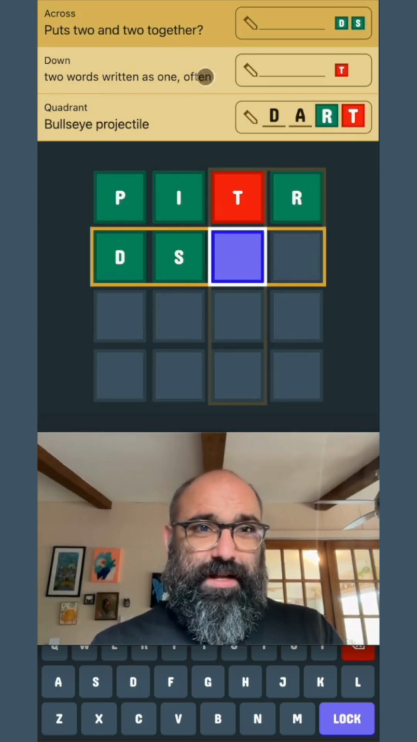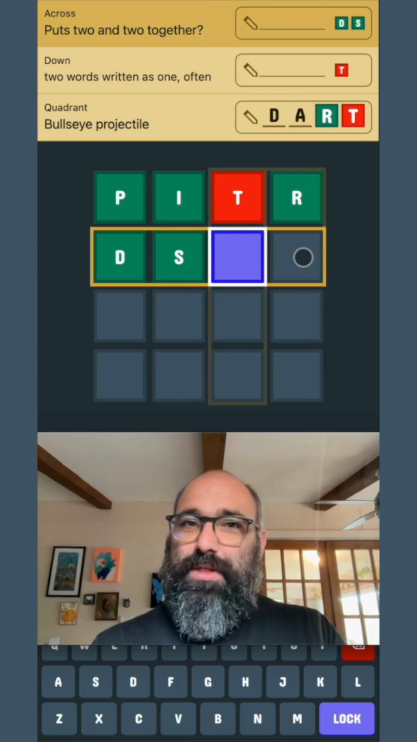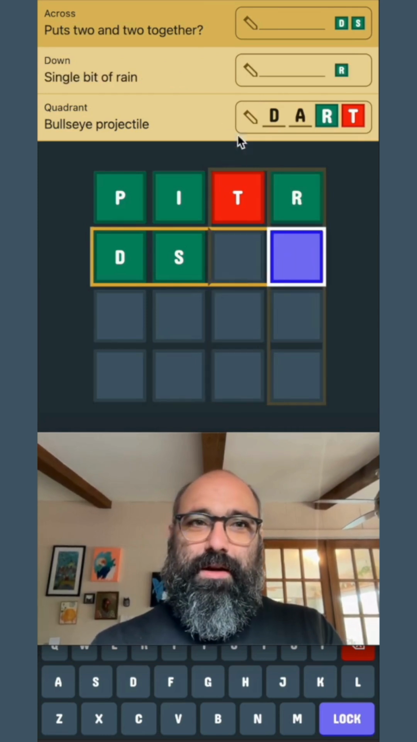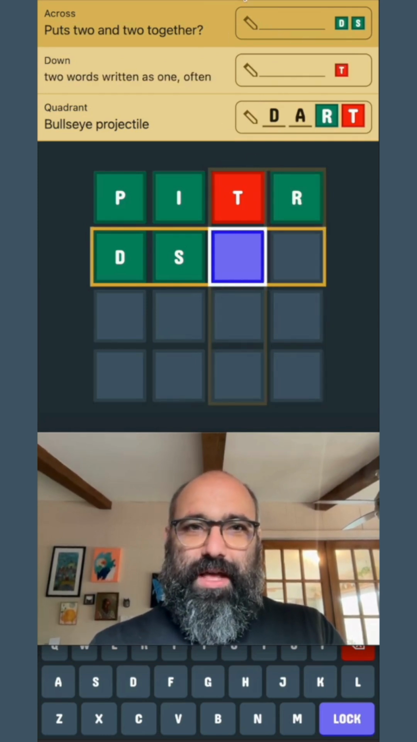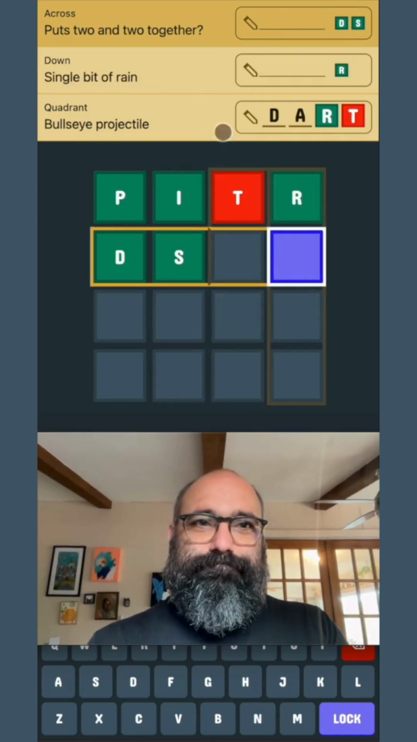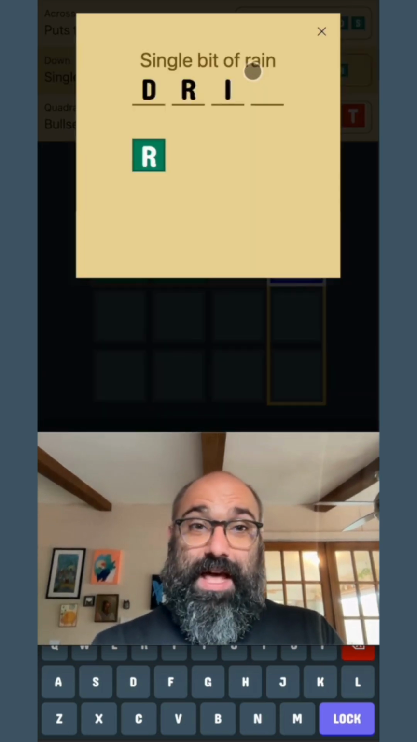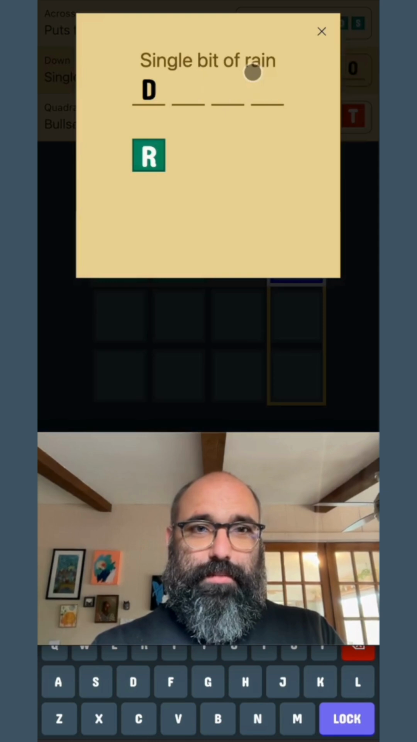So let's keep moving on. Put 2 and 2 together. We have a D and an S. I'm not really sure what that's going to be, so let's move over here. And we had down was 2 words written as one often. But still don't know what that is. Single bit of rain. I know what that is. It's going to be a drop.